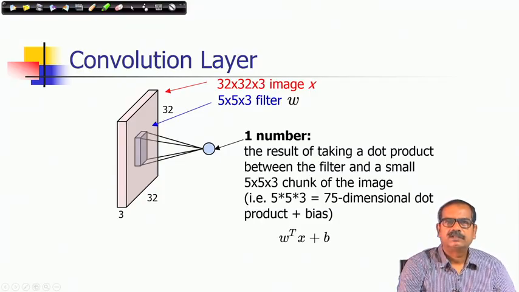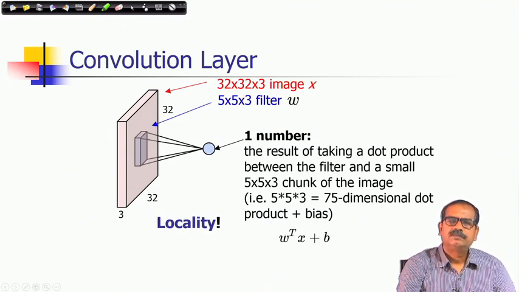So for example, in this case, you have a 5 cross 5 cross 3 chunk of the image, that means a 75 dimensional dot product you are doing, and in the neuron, as you know, it is the dot product, and in the neuron there is a bias term. So then you add the bias term, and that could also be the output of the convolutional layer.